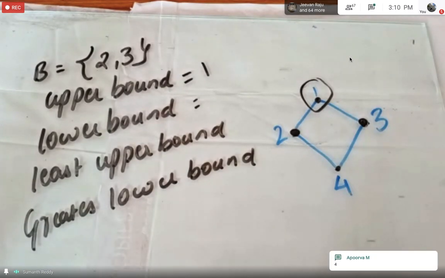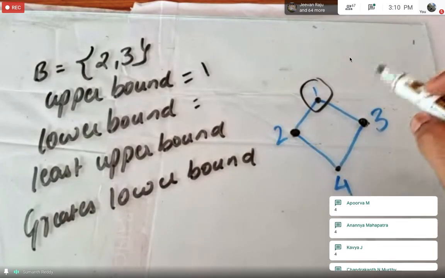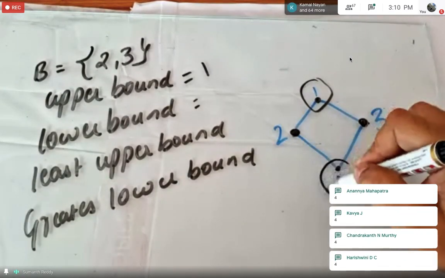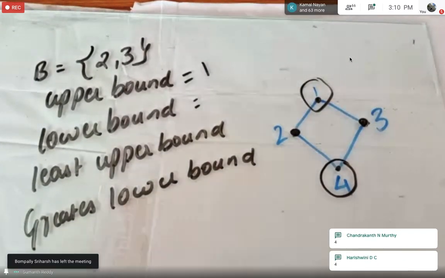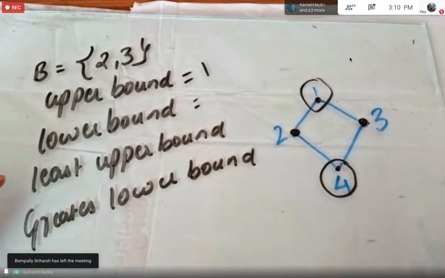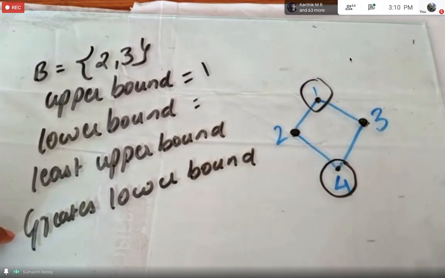Can you answer? Yes, exactly. The answer is 4. So in this example, the lower bound is 4. Okay. And with this example, if I have to convey the meaning of the least upper bound and the greatest lower bound, definitely it will be a confusion for you.